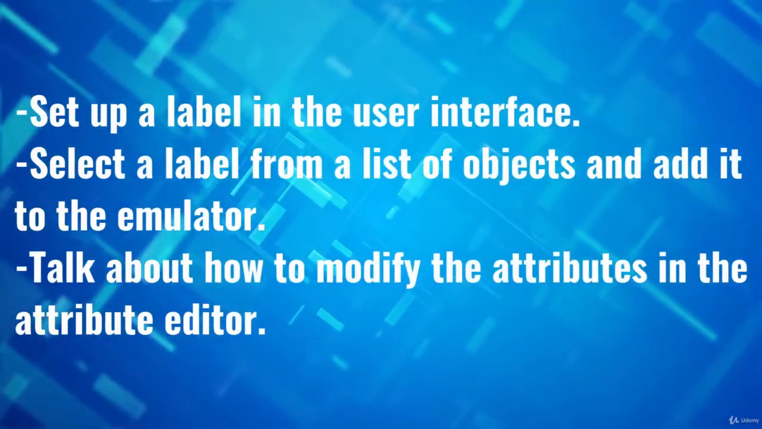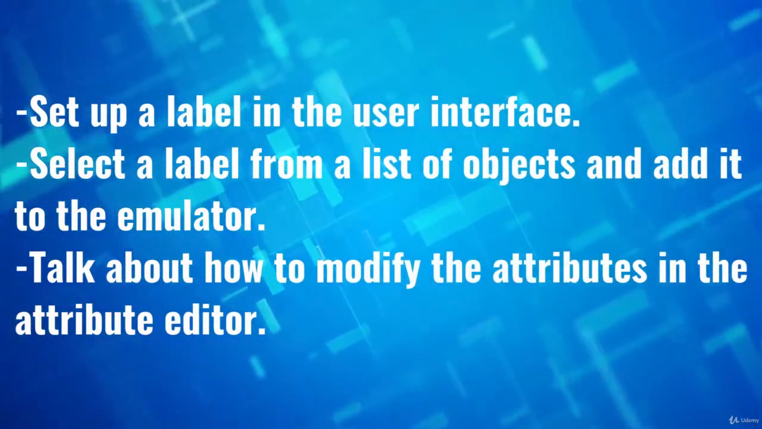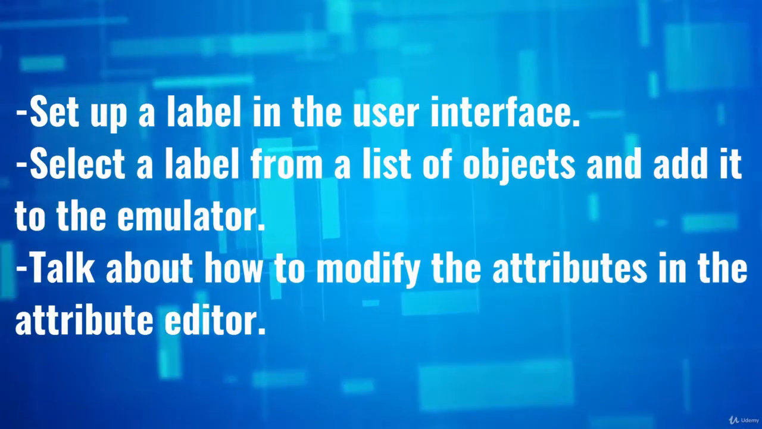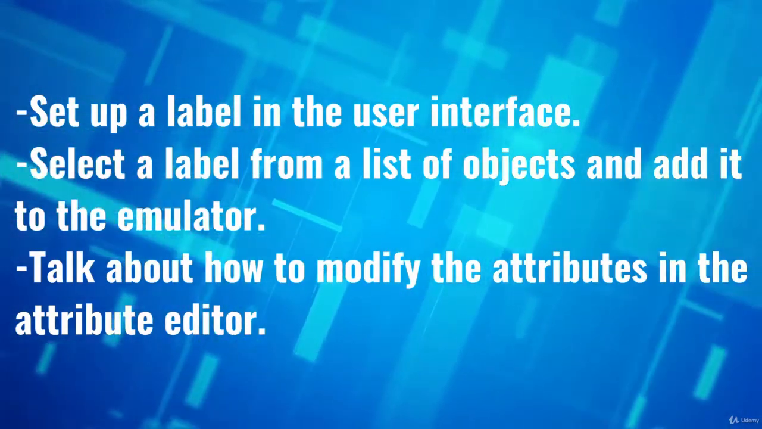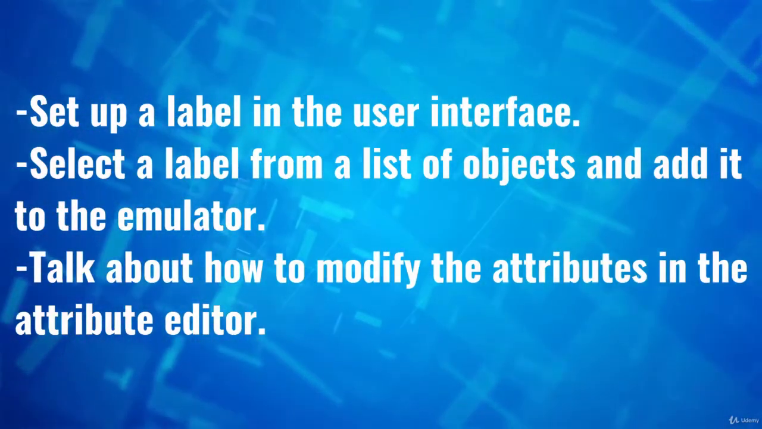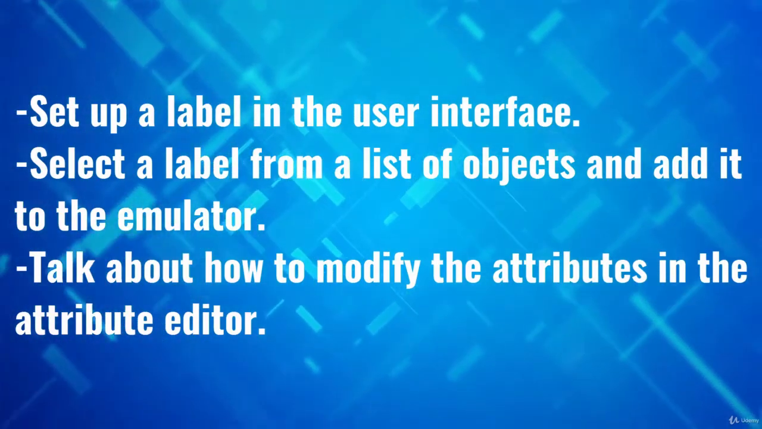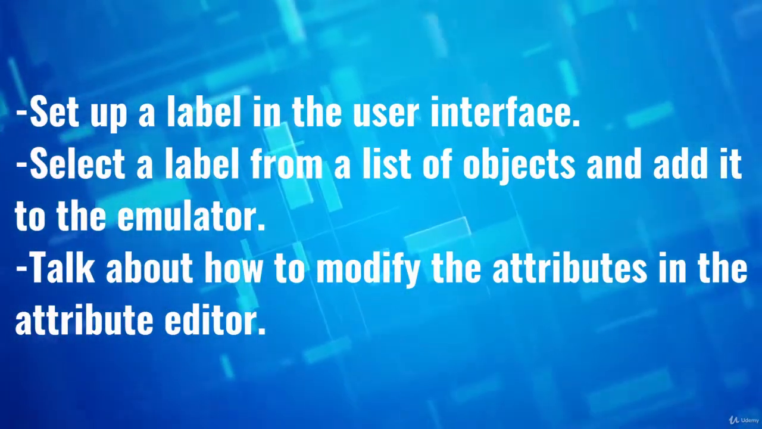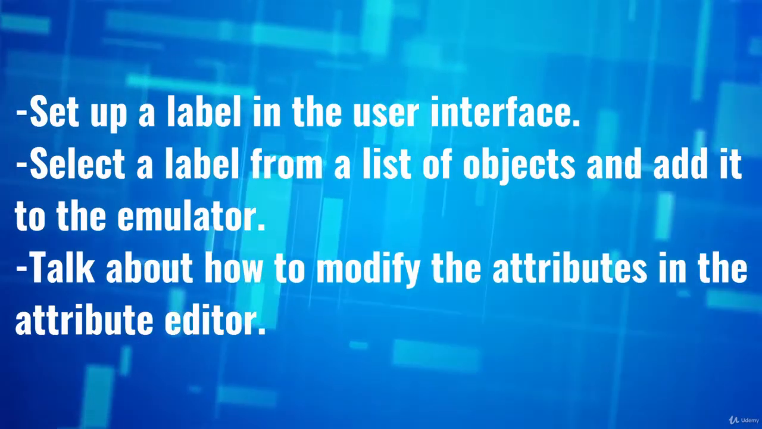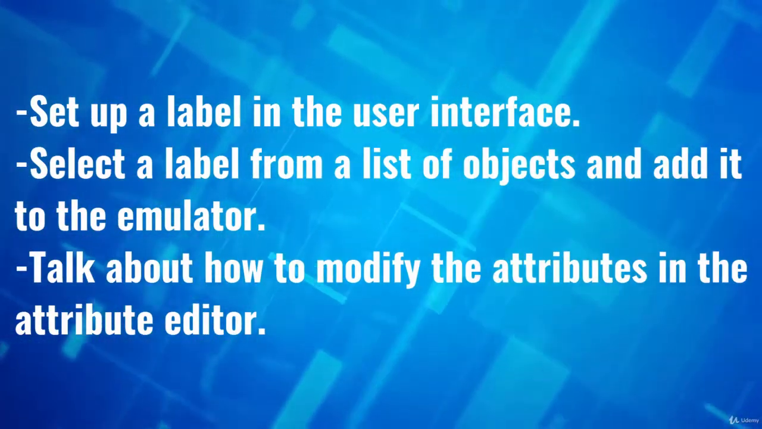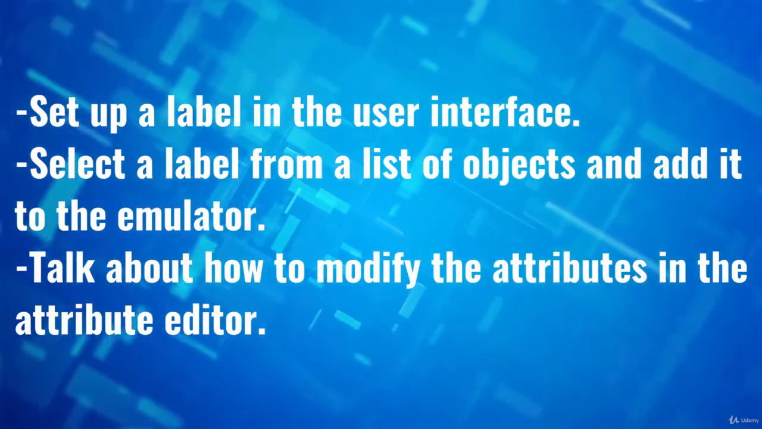Okay, so now we have the basic setup down. We're just going to set a label in the user interface. So we're going to select a label from this list of objects, which is seen in the bottom right of our IDE. We're going to add it to the emulator. And the way we do this is we're just going to select it and drag and drop it. And then we're also going to talk about how to modify the attributes in the attribute editor.